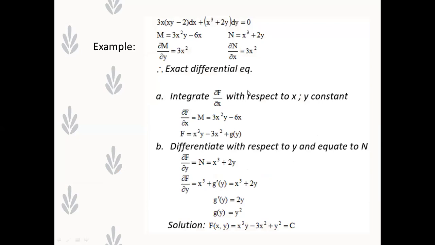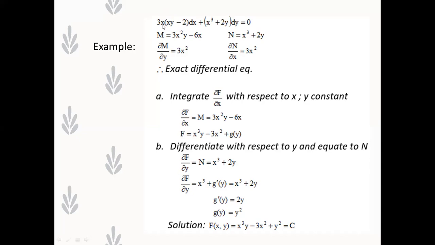Okay, example. So this is your 3x times the quantity xy minus 2 dx plus x cubed plus 2y dy equal to 0. Of course, before you even attempt to do the procedure of exact DE, first test. So ano ang test? Differentiate this one with respect to y.